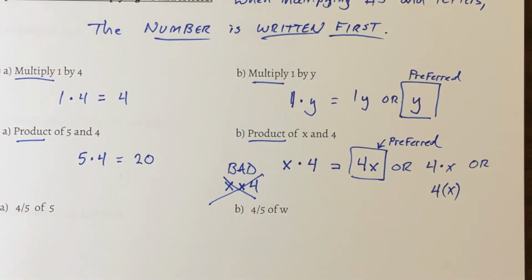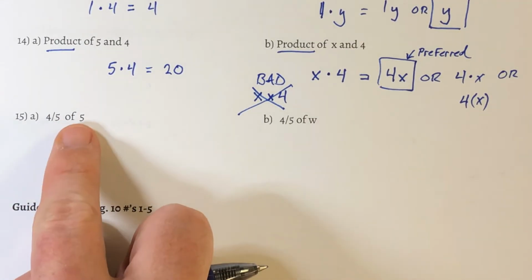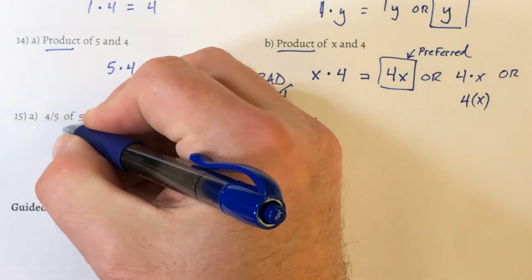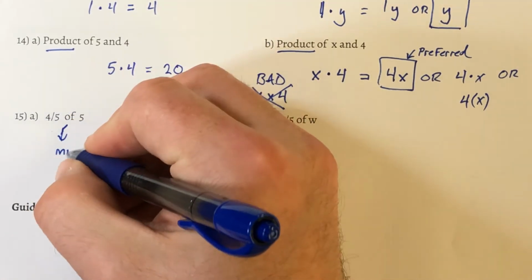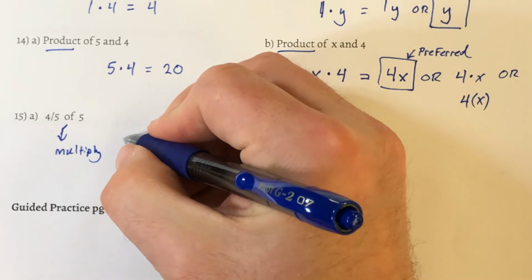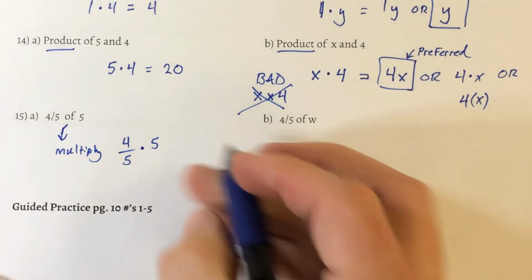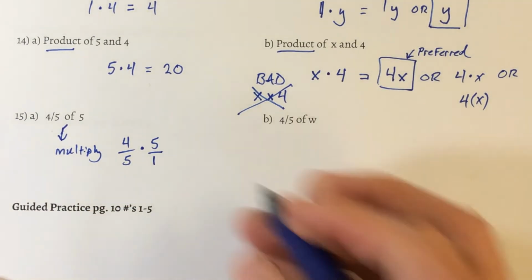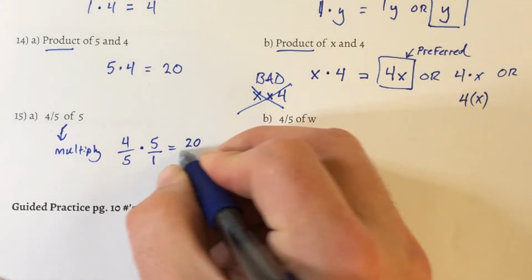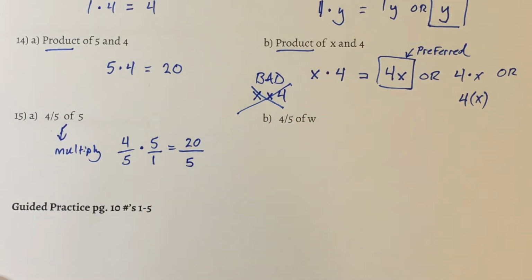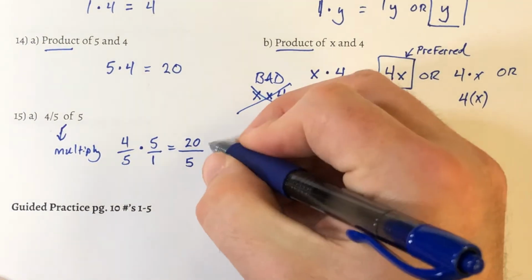All right, one more example. 4/5 of y, or sorry, not y, 5. 4/5 of 5. Of means multiply. So, it's a little crooked. We're going to do 4/5 times 5. Remember, when multiplying fractions, always put whole numbers over 1 if necessary, and multiply across the top. 4 times 5, 20. Across the bottom, 5 times 1 is 5. I have an improper fraction, so we're going to divide. 20 divided by 5, top divided by bottom, is 4.